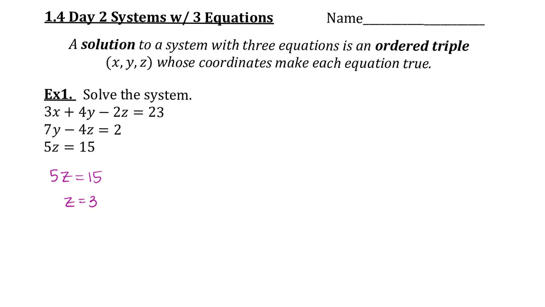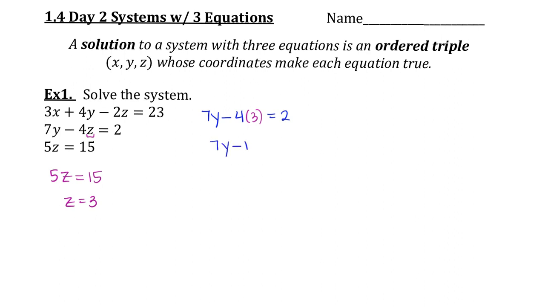Now what can I do? Let me go backwards. Right here where z is, I can plug in 3 now. If I plug in 3 here, I'm going to be able to solve for y. So that's what we're going to do next. 7y minus 4z, what's z? 3, equals 2.